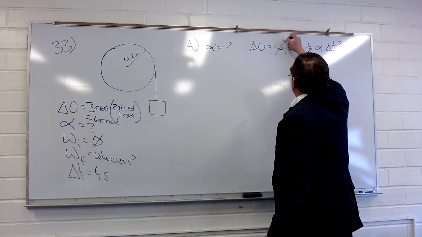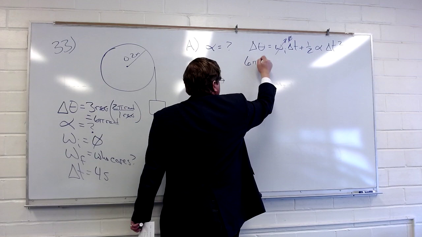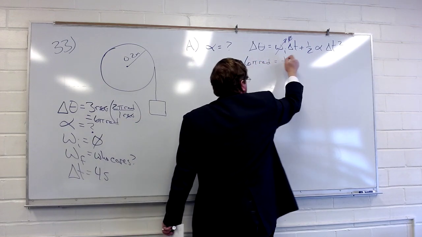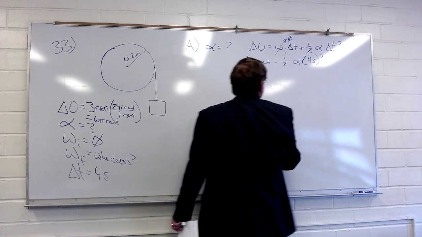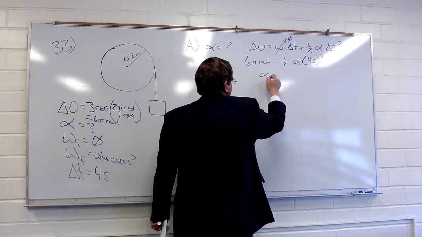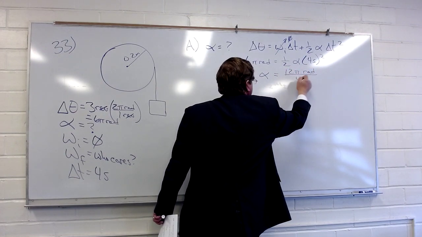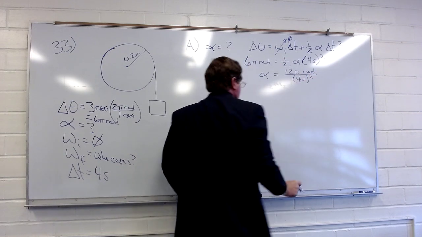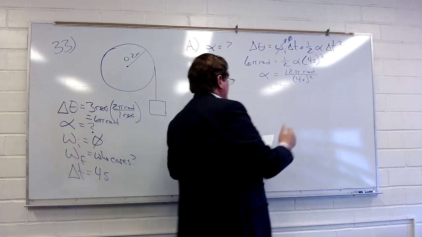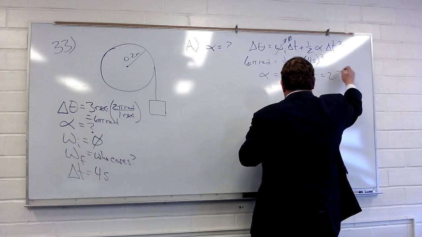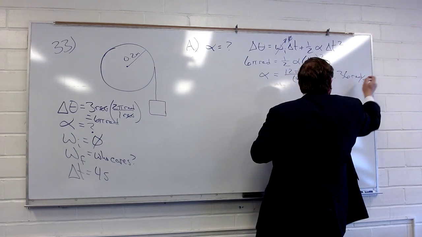Okay, and we know that the initial omega is 0, and so this is going to be 6 pi radians is equal to 1/2 alpha times 4 seconds squared. Now if I solve that for alpha, I'm going to get 12 pi radians divided by 4 seconds squared, and that turns out to be 2.36 radians per second squared.